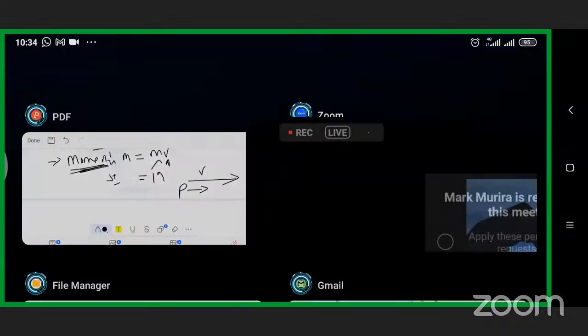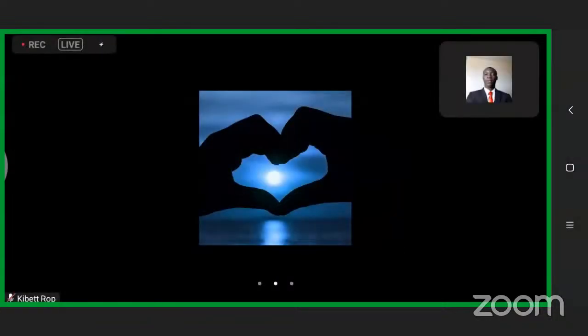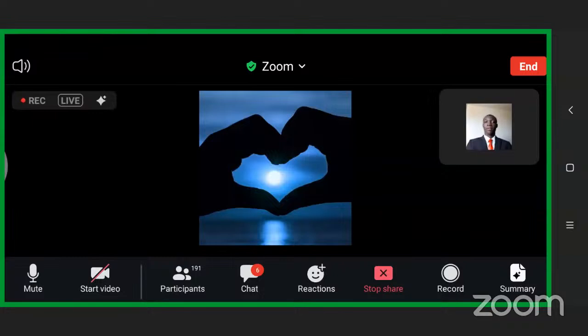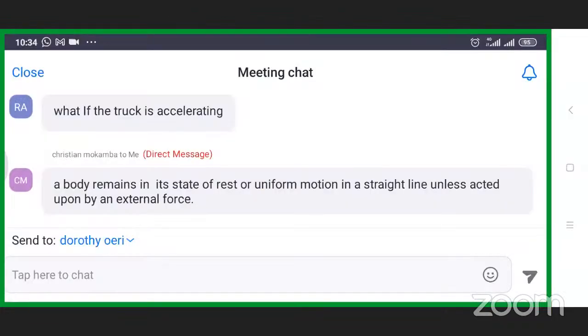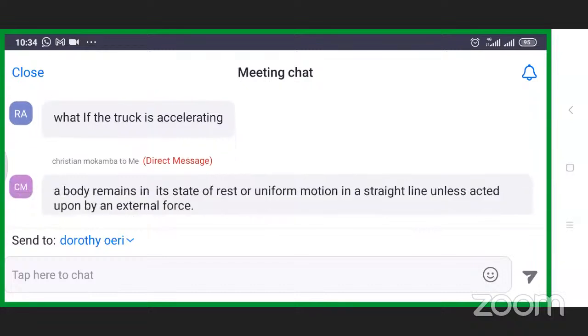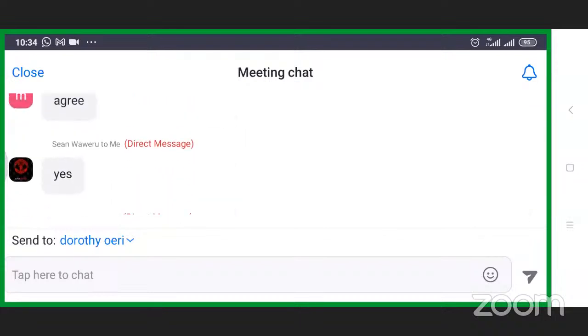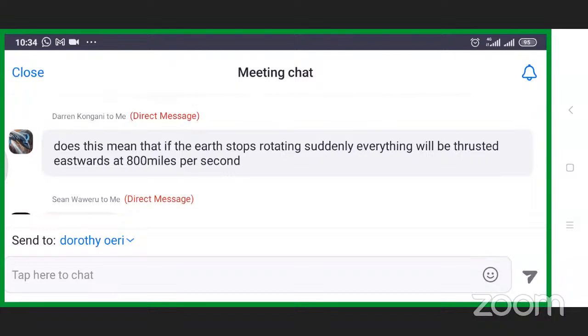Is the idea of momentum okay? Yes, there's a question that was directed earlier on: what if the truck is accelerating? In that case, you risk, because it shall have increased its speed anyway. Somebody also gave us the law, and that is okay.